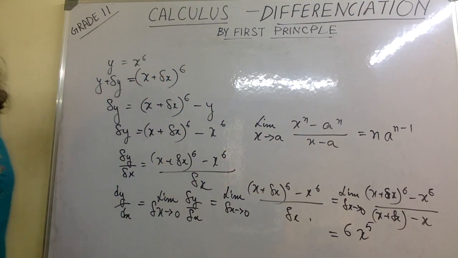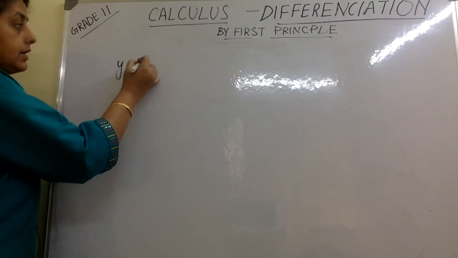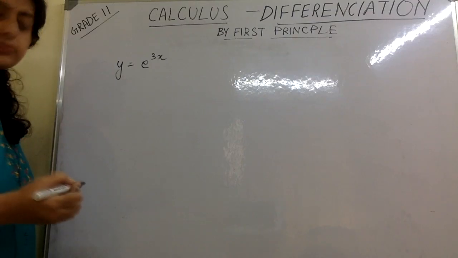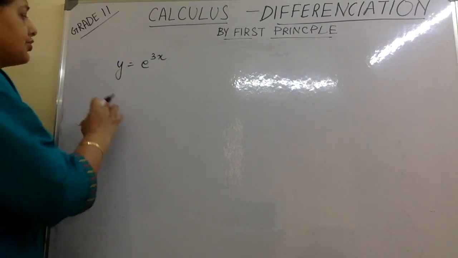So that was a very simple one. The only thing is you will have to learn to remember the steps. We'll take up one exponential one now. y equals e to the power 3x. Now there is one statement that you should write.